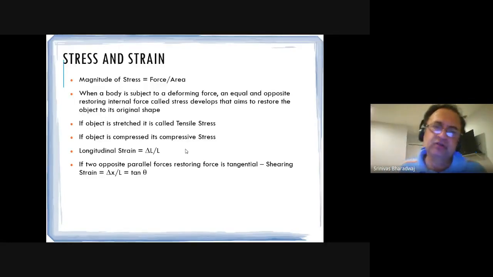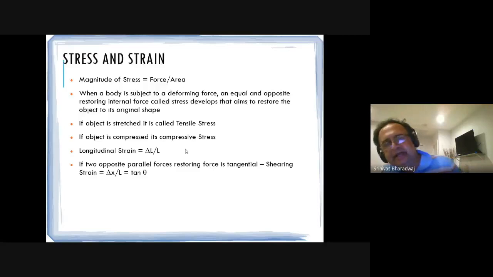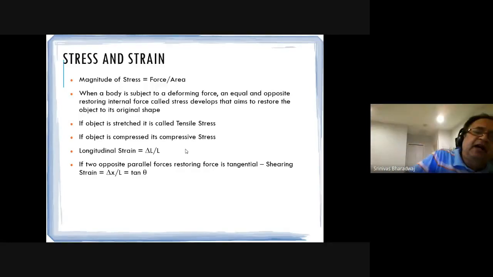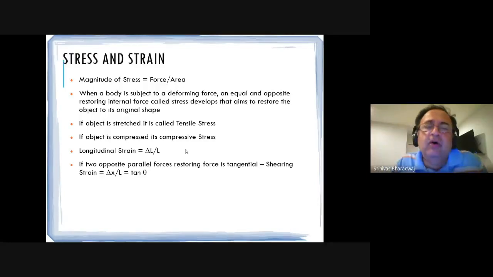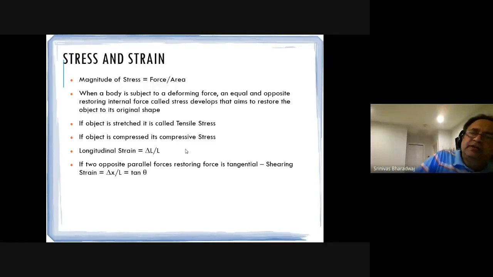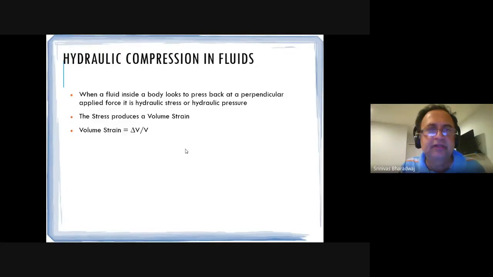Longitudinal strain has no dimensions, while stress has a dimension of force per unit area. Now, stress divided by strain remains a straight line. So if you plot stress versus strain, and this is what Young's modulus is all about.